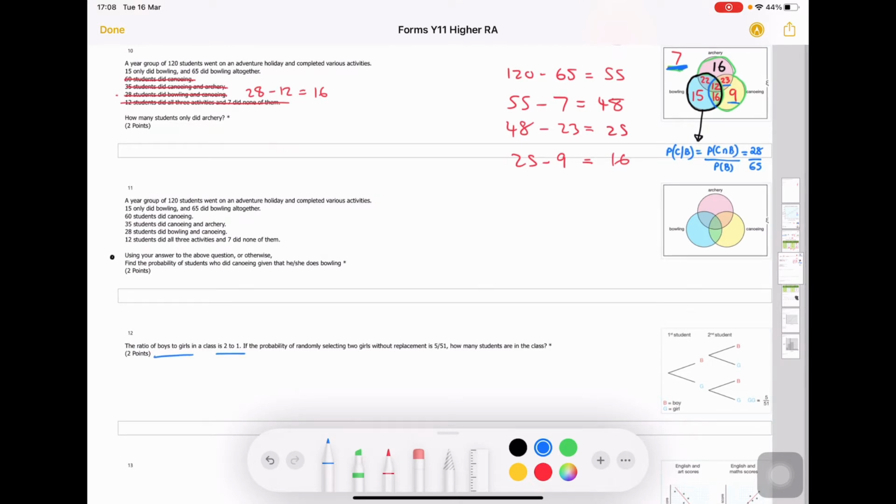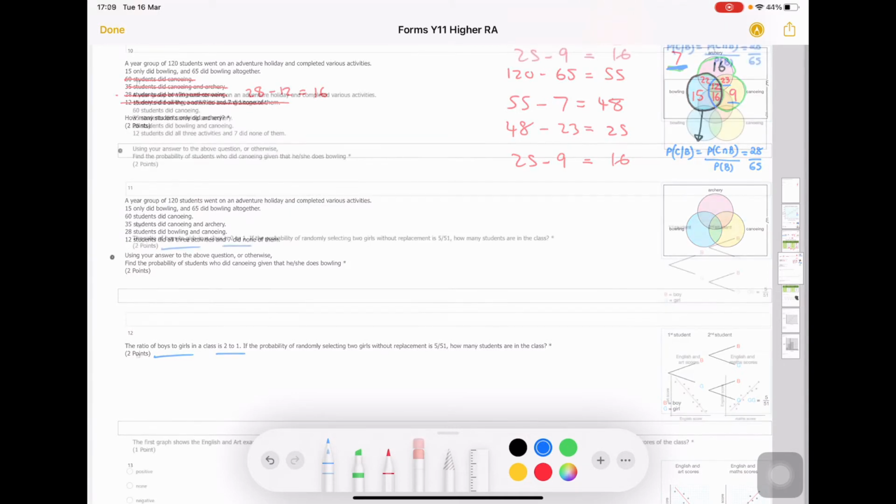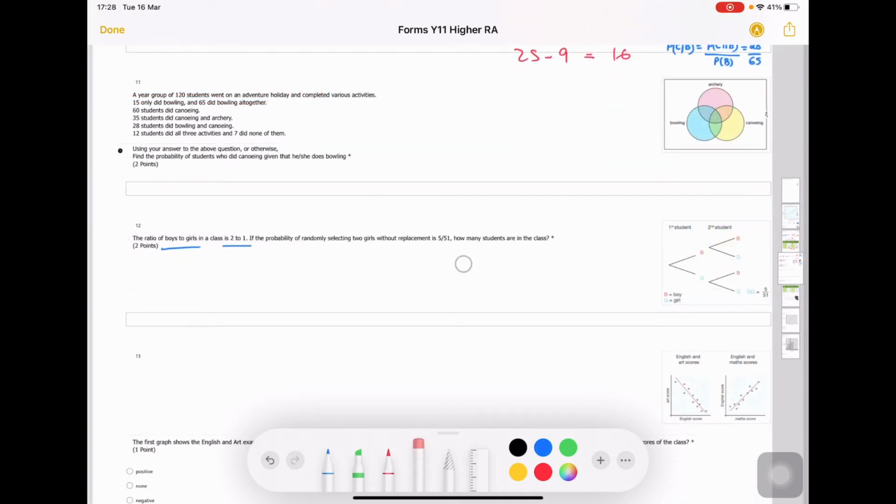Remember, the order is really important. If the probability of randomly selecting 2 girls without replacement is 5/51, how many students are in the class? Okay, that's an interesting question. The ratio between boys to girls is 2 to 1. So the probability of selecting a boy is 2/3, and the probability of selecting a girl is 1/3.